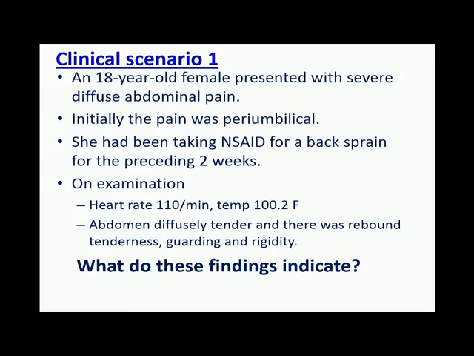Okay, so it started with some periumbilical pain. We can assume probably a problem in a midgut derived structure, maybe or maybe not. So we can assume in your differential diagnosis initially a pathology in the midgut region. So what do these findings indicate? Most likely a peritonitis due to a midgut derived pathology.